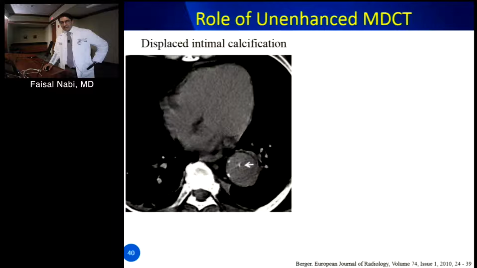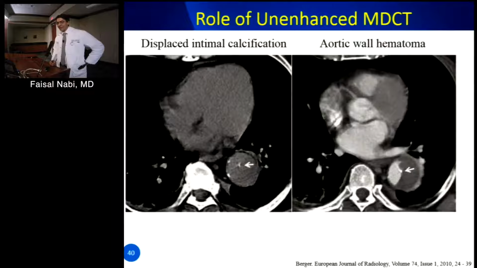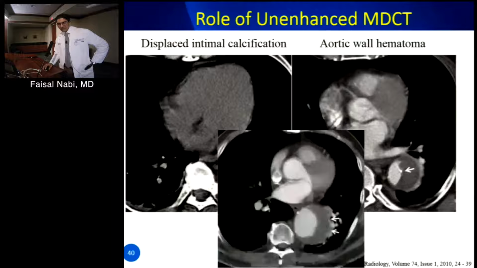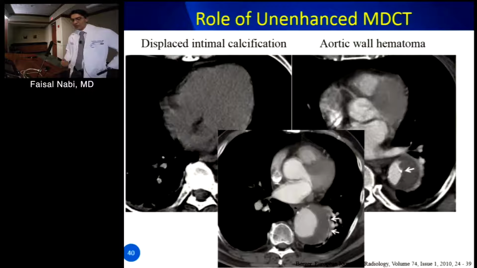So here's an image without the contrast, and here's an image with contrast. And now you can clearly see that this piece of calcium that was floating in the middle of the vessel is really part of the intimal tear. Contrast that to someone who has a normal aorta without a dissection, which may have mural thrombus. You can see all the calcium at the periphery of the vessel.